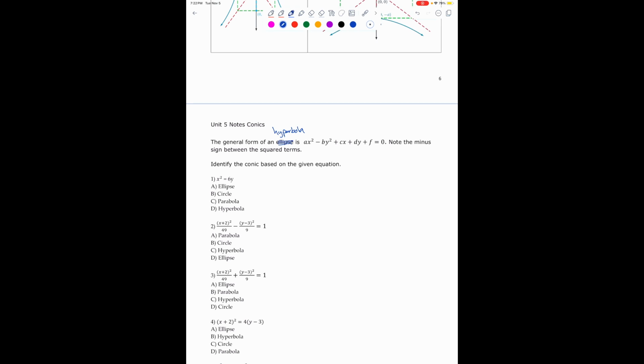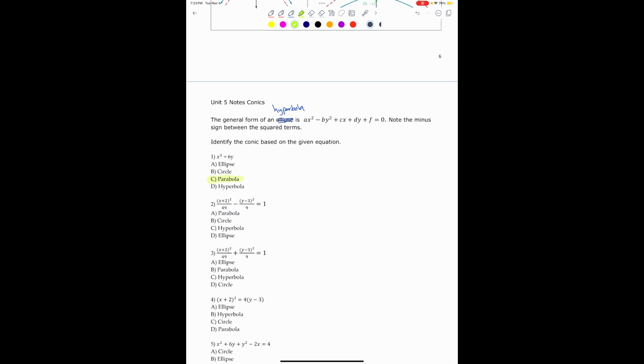What you need to know in this section is how to identify conic sections based on a given equation. So if you were given x squared equals 6y, notice how only the x is squared. So this is not going to be a circle. It is not going to be an ellipse. It's not going to be a hyperbola. It is a parabola. That is the correct choice right here. Parabola is the correct answer.